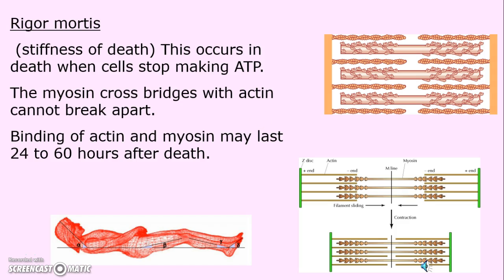Now, when we die, we no longer make ATP because the sarcomere is not releasing it. And so we get a cross bridge that's not broken. There's no power stroke. Rigor mortis is sometimes used in forensics because we can tell about how long the person's been dead. Generally, this rigor mortis lasts 24 to 60 hours, but it depends on the temperature and other conditions that involve the death.